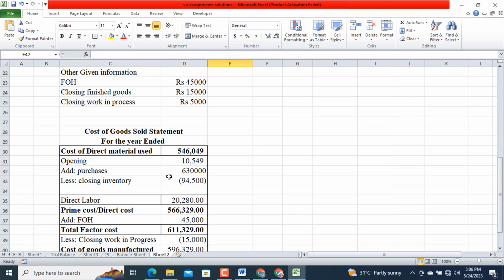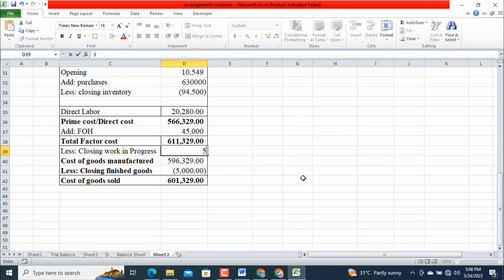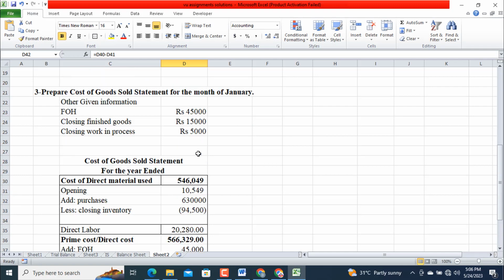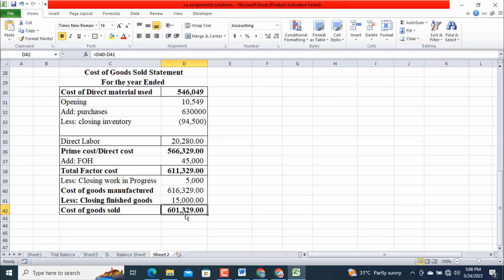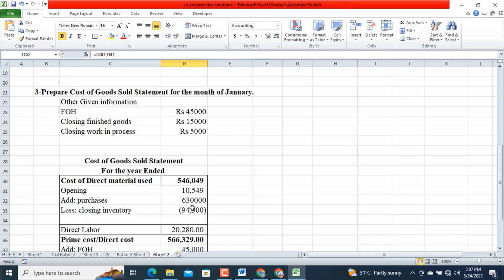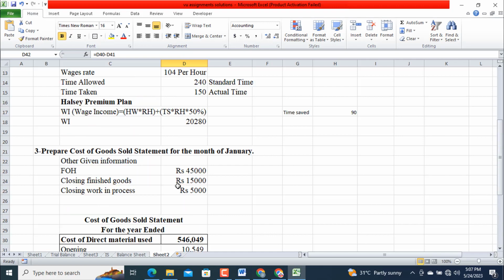Let me check. Yes, this is 5,000, and let me check, this is finished goods. Finished goods is 15,000, it will be deducted at the end. The closing work in process is deducted before the closing finished goods, so here is the one. Okay, now this is the correct one. Let me check this one. This is minus, sorry, I didn't sign minus. So after correction, the cost of goods sold is equal to 621,329.